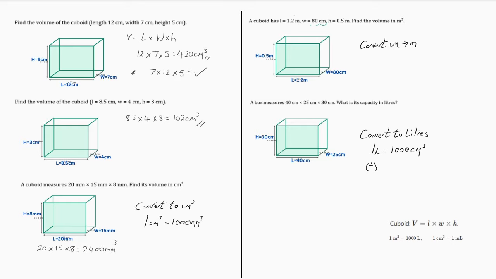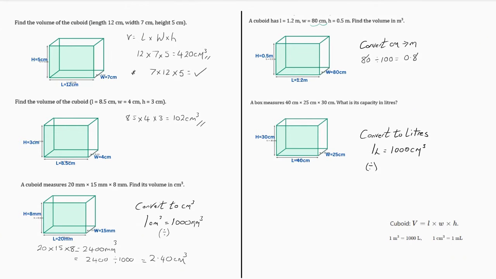So we know it's 1,000 millimeter cubed for every 1 centimeter cubed. So we're going to divide. So what we do is we do 2,400 and we're going to divide that by 1,000. And your calculator will then spit out 2.40. And our answer is now in centimeter cubed. Okay, let's do another one with some converting.